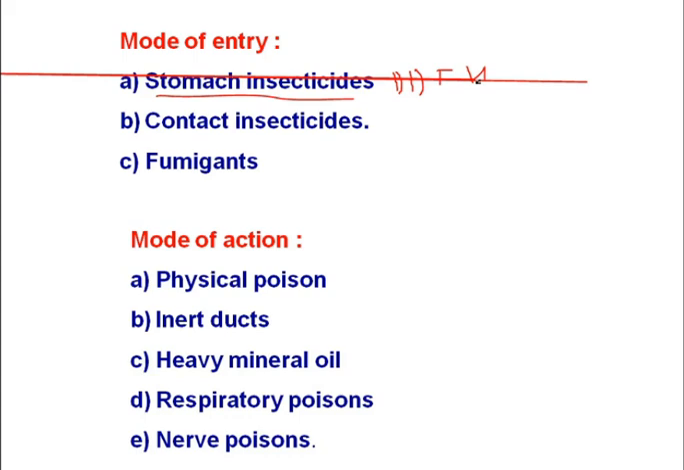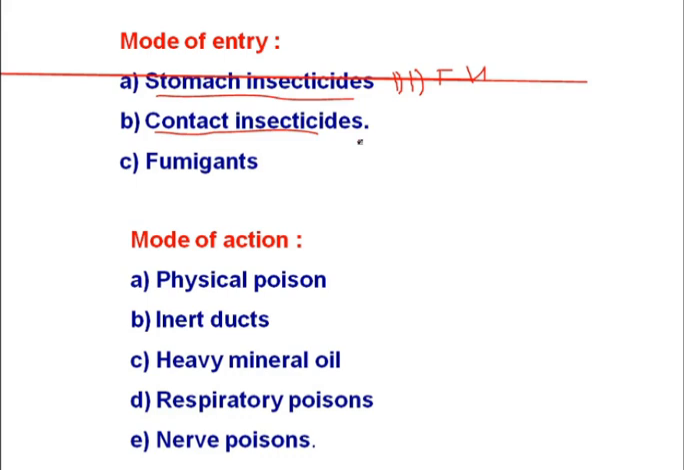Next is contact insecticides. These insecticides kill the insect due to external contact and absorption through skin. Their application is through the body surface, and entry through the cuticle. For example, pyrethrum, rotenone, and toxaphene.